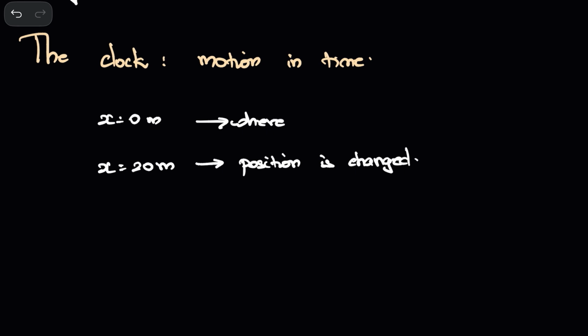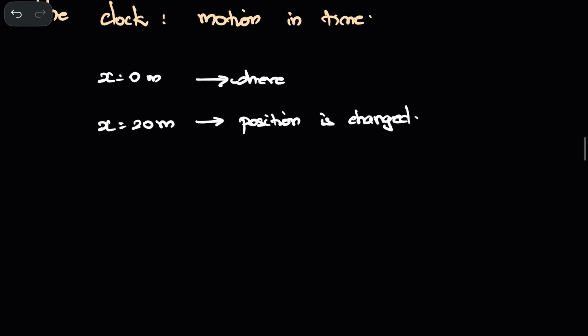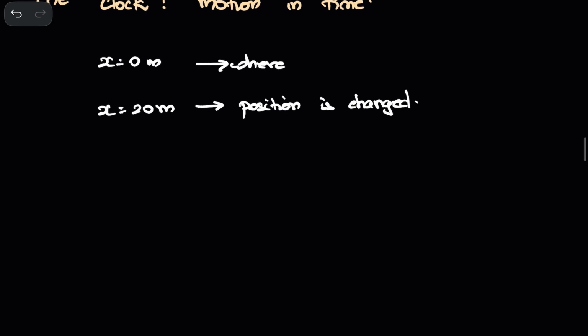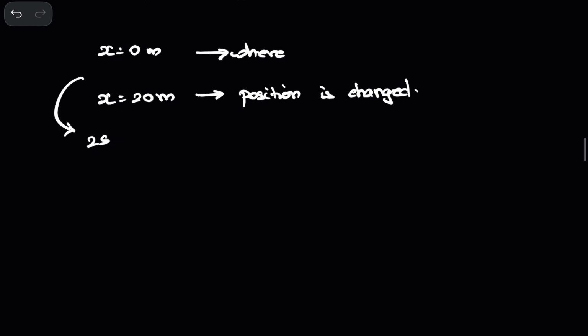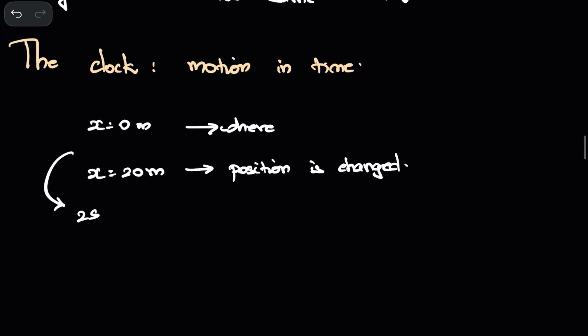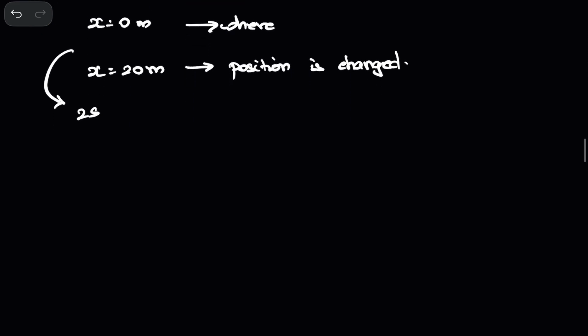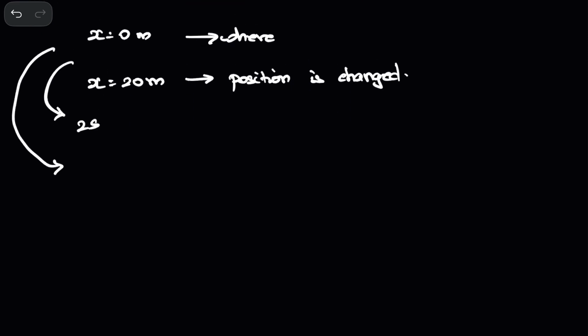We know the position has changed. It has gone from x equal to 0 to x equal to 20. But we need to know how much time has passed between these positions. So the difference between moving 20 meters in 2 seconds, and let's say another example where it's moving in 20 seconds, 2 seconds and 20 seconds.